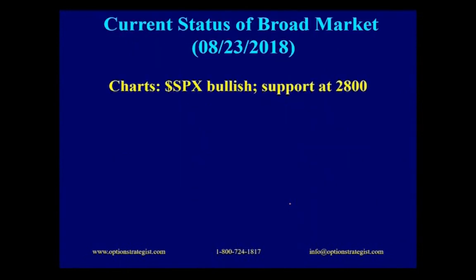So as of today, the SPX chart is bullish. It's in that rising channel, and it will continue to be bullish as long as it holds above support at 2,800. The put-call ratios technically are on sell signals. I put a question mark there because, as we saw, they're trending in the same direction as the stock market, so they're in a bit of a hiatus, let's just say, right now.